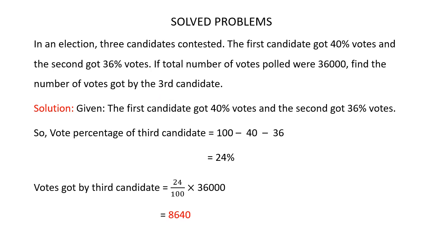So here it's given that the first candidate got 40% votes and the second candidate got 36% votes. So the vote percentage got by the third candidate is 100 minus 40 minus 36, which is 24%. So the third candidate got 24% of the total votes polled. It's given that the total number of votes polled were 36,000. So the votes got by the third candidate is 24 by 100 multiplied by 36,000, which is 8,640. So the third candidate got 8,640 votes.